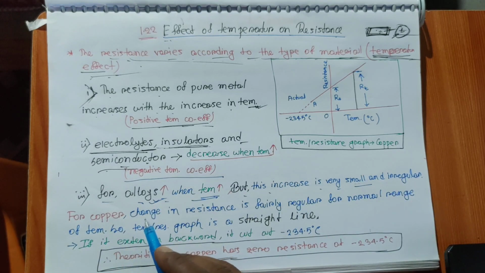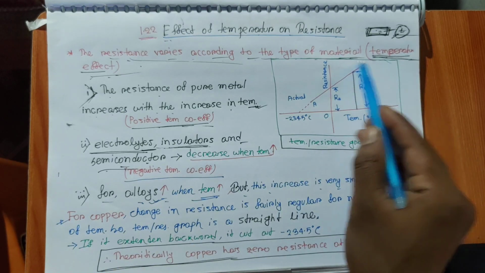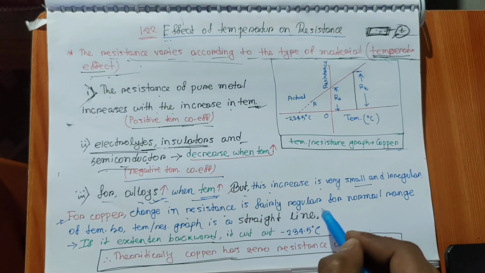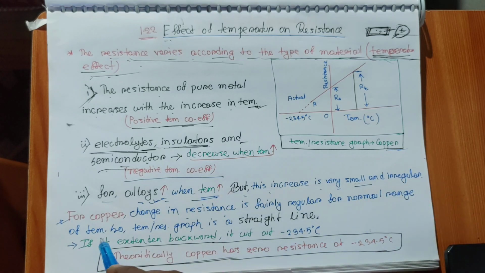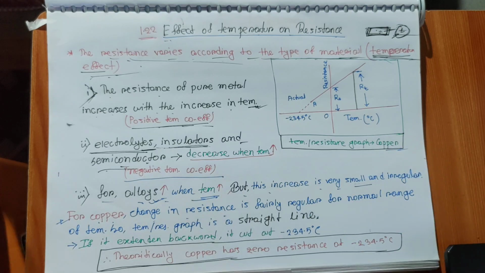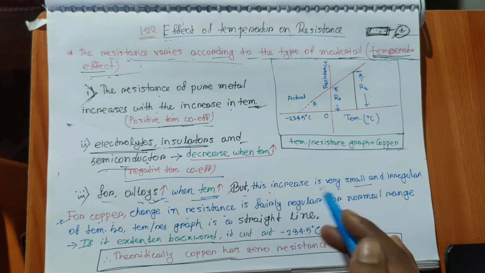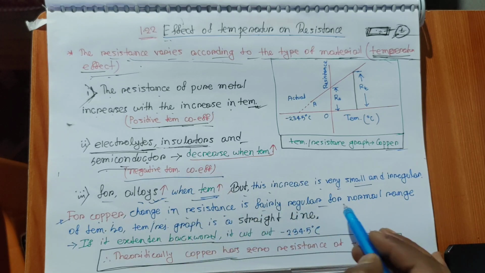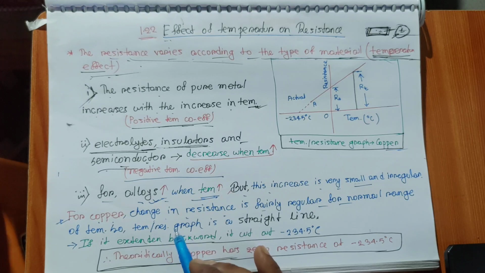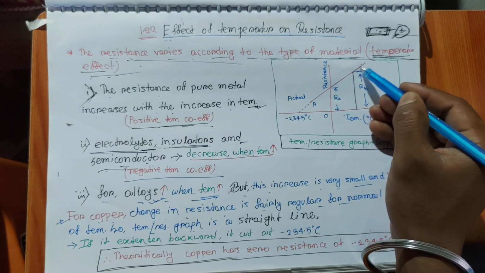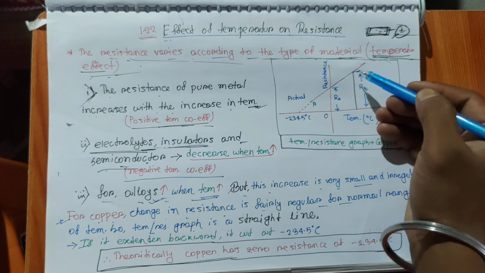For copper, this graph is given: temperature versus resistance graph for copper. For copper, the change in resistance is fairly regular for the normal range of temperature. Suppose there is a piece of copper in an environment of normal temperature. For copper the change in resistance is fairly regular, so the temperature versus resistance graph is a straight line. This one, you can say this red line, is the temperature resistance graph for copper.